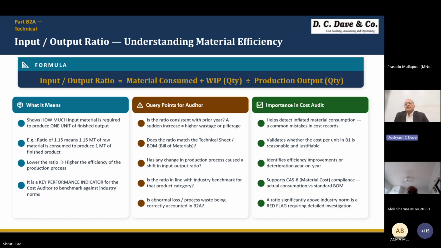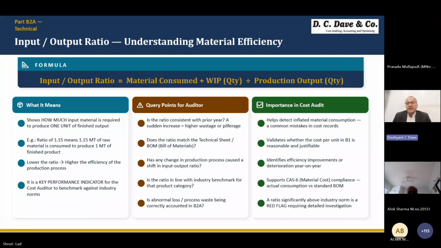Lower the ratio, higher the efficiency. It's a very big KPI for the cost auditor to benchmark against industry norms. As you know, benchmark is something which is always discussed. Now, the question you have to remember is: is the ratio consistent with the prior year? If there is a sudden increase, then it's higher wastage or maybe pilferage. I hope you are understanding the type of analysis we are able to make with these numbers and able to comment.